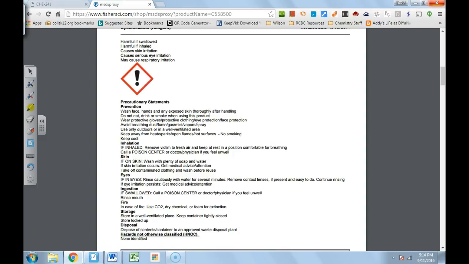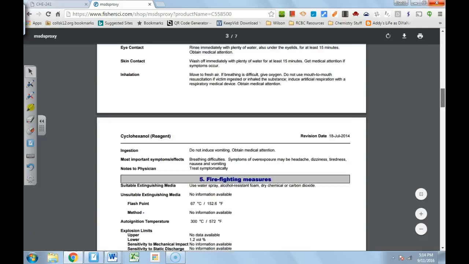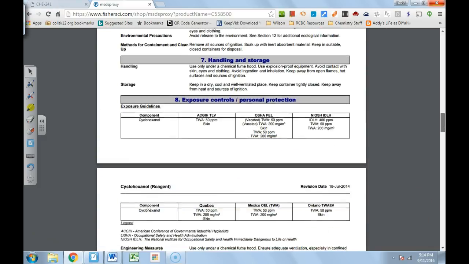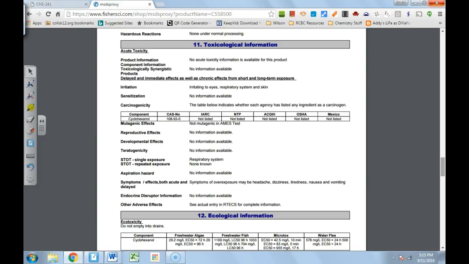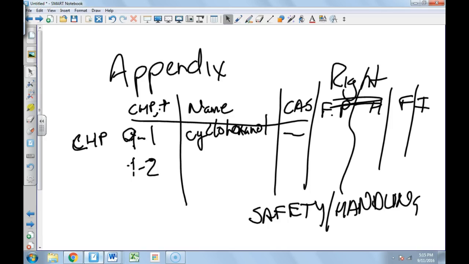Safety is of paramount importance to me in the laboratory. So you go through and that's what you do, and you do that for each of the chemicals that you find in the lab. If you have 10 chemicals in the lab, you fill out 10 of these things. That is how to fill out your CHP.